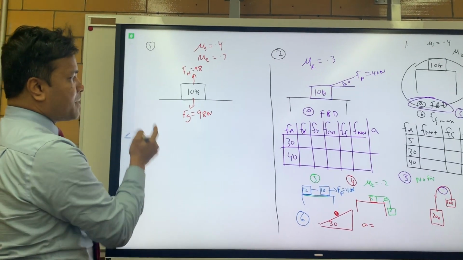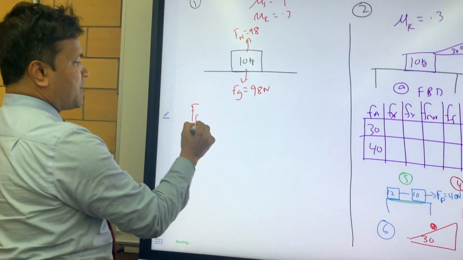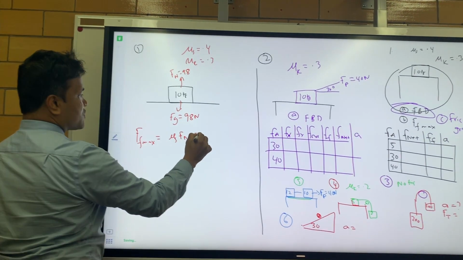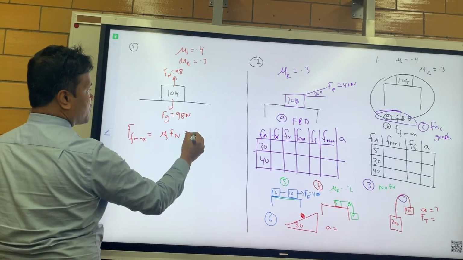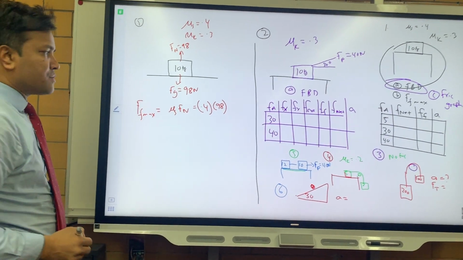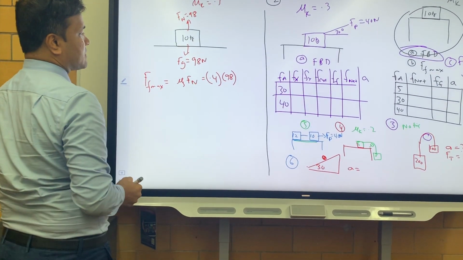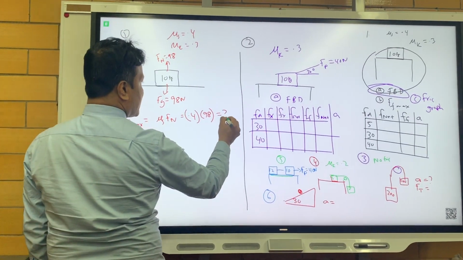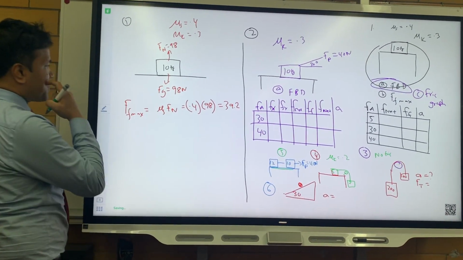And what is the maximum opposing force? Maximum opposing force is mu s Fn. So mu s is how much? 0.4 times 98. 0.4 times 98 is how much? Quickly. 39.2. Can you tell me quicker than that?